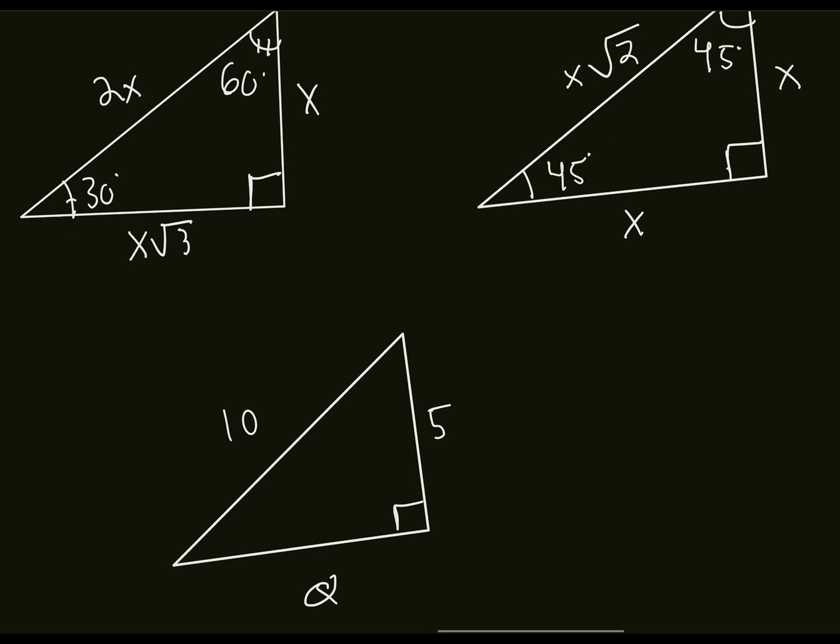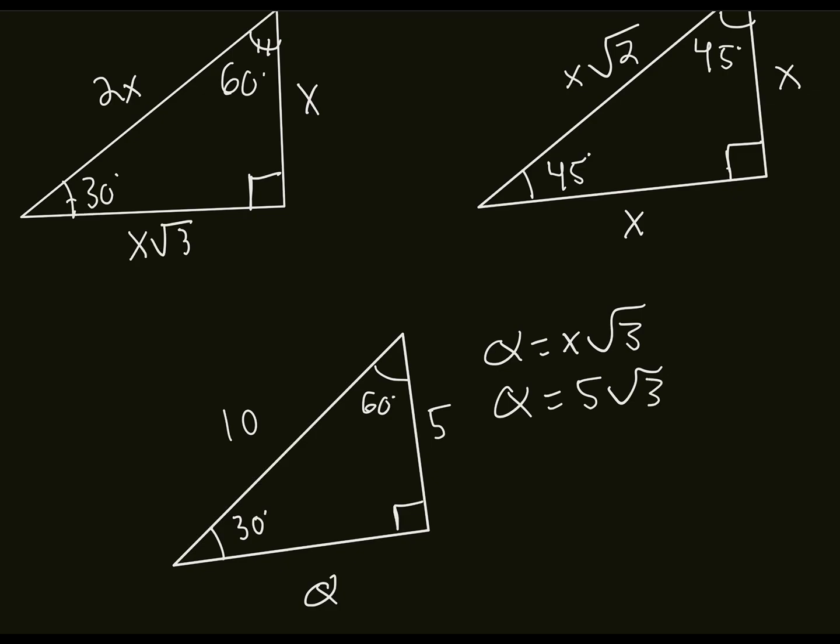Because now we know this is going to be 30 degrees. And this will be 60 degrees. So looking up here at our example, we can tell alpha is going to be x square root 3. And since x is equal to 5, alpha is equal to 5 square root 3.